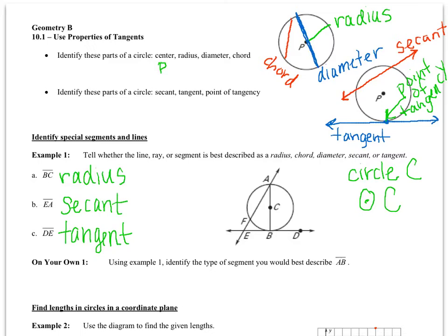Okay, if you tried this, it should say use example 1, identify the type of segment you would best describe segment AB with. So segment AB comes right here. Now it's a chord, but since it goes through the middle, the more specific name for that would be diameter. So that's the most specific name that we will use.